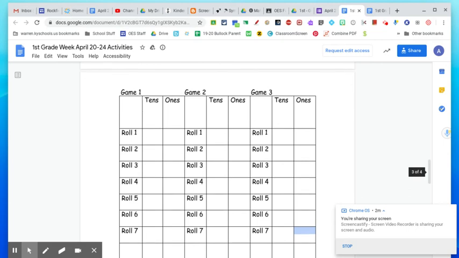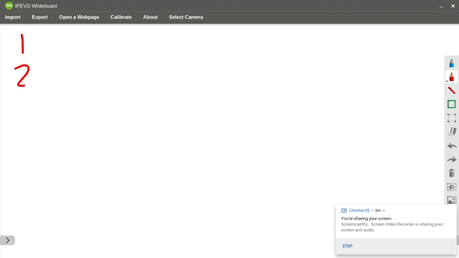So what that could look like could be something like this. So I have roll 1, 2, 3, 4, 5, 6, and 7. And then I have a tens column and a ones column. I am going to say I roll on the first roll a 4. Okay. I roll a 4. Well, I'm going to make that into the number 40 by putting the 4 in the tens column and my 0 in the ones column.